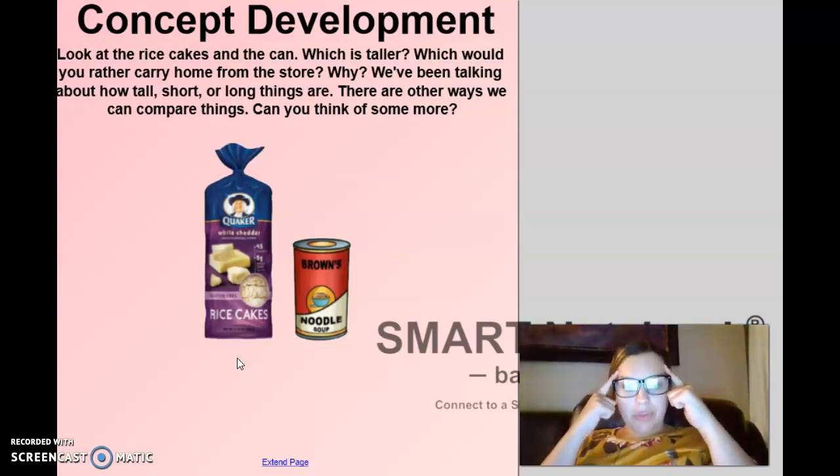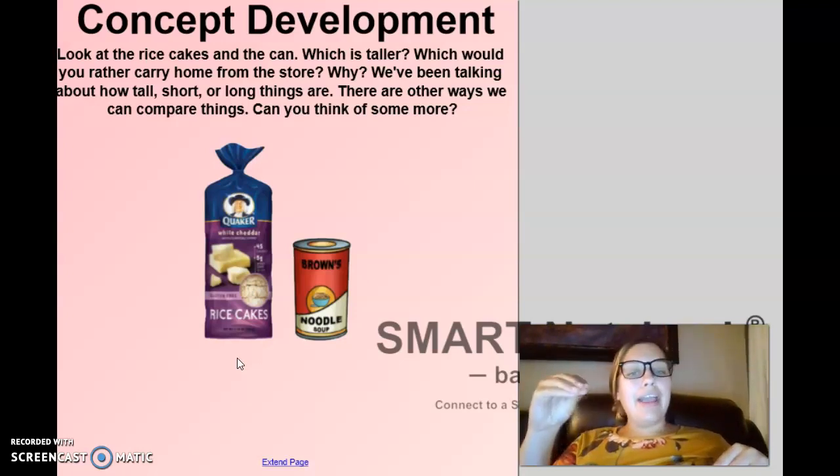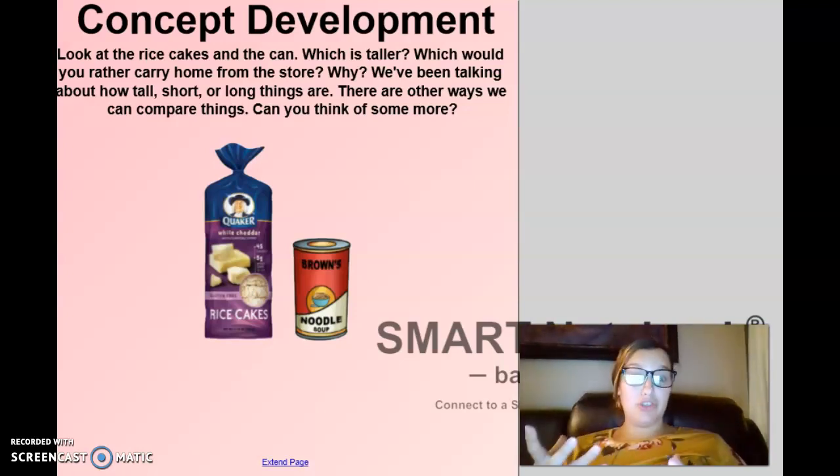So I want you to think about, would you rather carry a bag of rice cakes home from the store, or would you rather carry a big can of soup? Think about it. Pretend you had a really long walk home from the store, and your mom, dad, grandma, grandpa, aunt, uncle, sister, brother, whoever you went to the store with said, hey, you got to carry one thing. Would you rather carry the rice cakes or the can of soup? Well, let me tell you, I personally, if I had a really long walk, would want to carry the rice cakes. And that's because they're lighter.